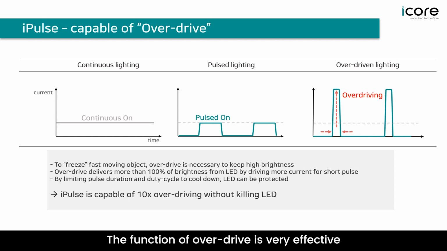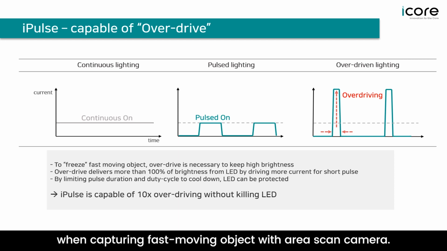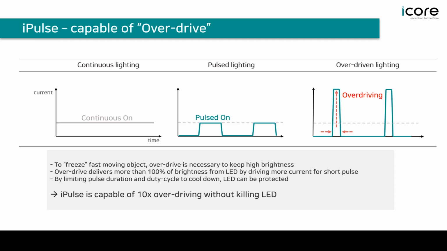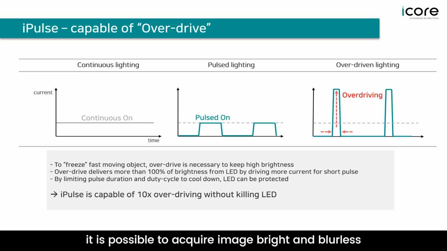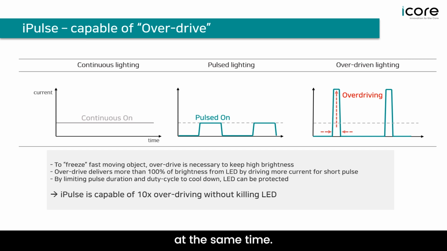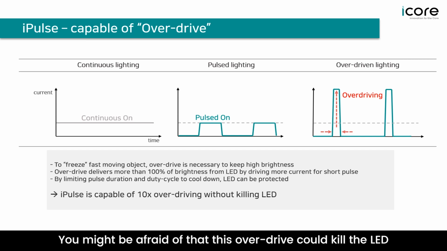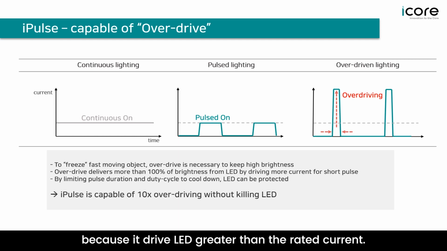The function of overdrive is very effective when capturing fast-moving objects with area scan camera. By shortening the pulse duration and boosting the current through LED, it is possible to acquire image bright and blurless at the same time. You might be afraid that this overdrive could kill the LED because it drives LED greater than the rated current, but actually you don't have to be afraid.